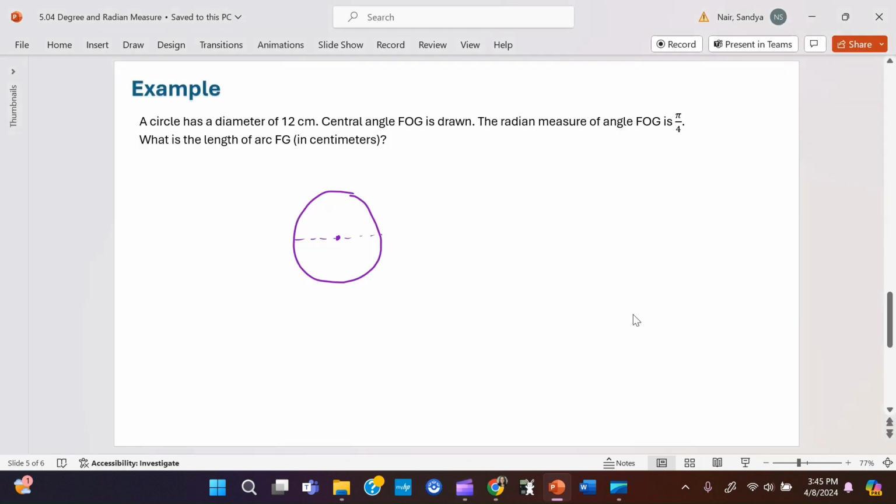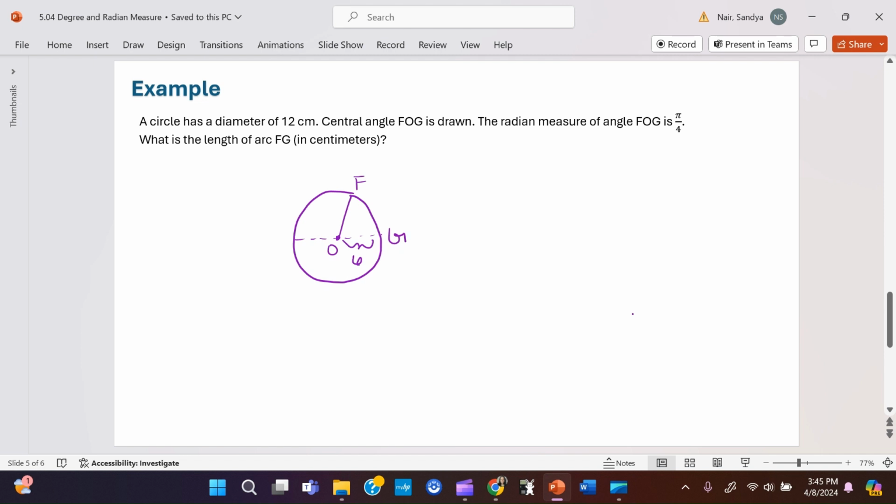So we know it has a diameter of 12, and remember the radius is going to be half of the diameter, right? So we know that this radius here is going to be 6 centimeters. So then it says to draw a central angle FOG. So a central angle can be anywhere. Remember, the vertex is going to be the center of the circle. So let's go ahead and label it FOG.